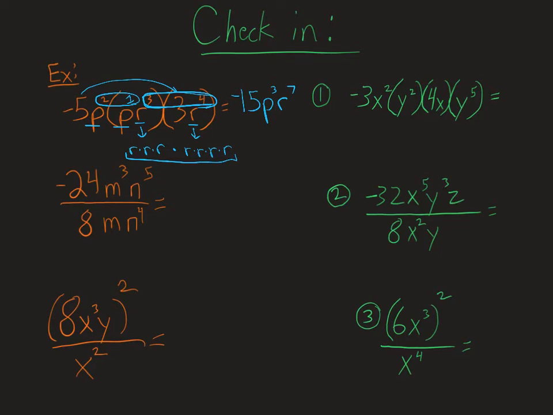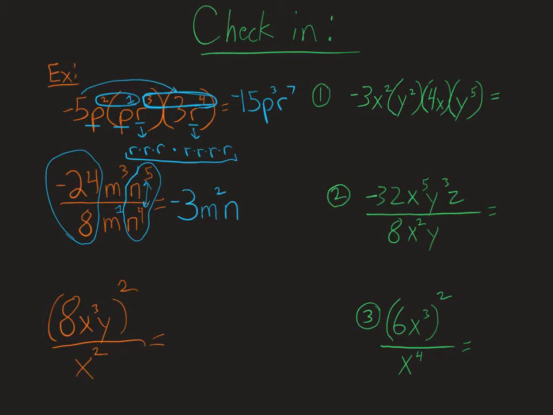Let's do some more. -24 and 8 right here. That's just division. That's -3. Now I'll look at my m's. There's that invisible 1. 3 minus 1 means it's actually m squared. And n to the 5 over n to the 4. Remember, if they're dividing common bases, that's just a subtraction. 5 minus 4 is 1. I could write n to the 1, but I'm just going to write n because the 1 is invisible as an exponent. Just get used to that, okay?